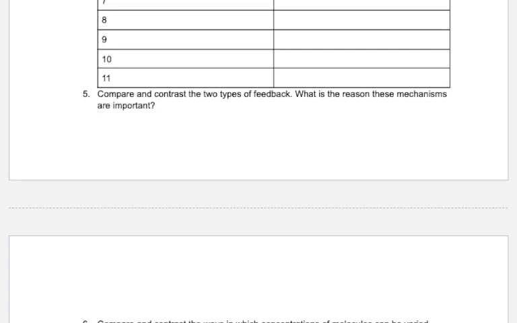Number 5, compare and contrast the 2 types of feedback. There are just 2 types of feedback to help maintain homeostasis. And definitely know whether the signal is amplified or negated by the feedback. That is the biggest point I can give you there.